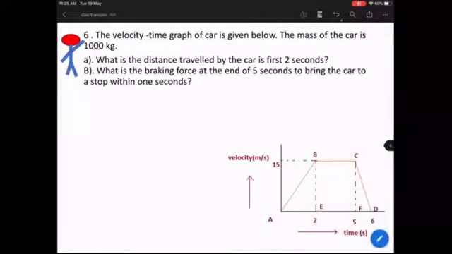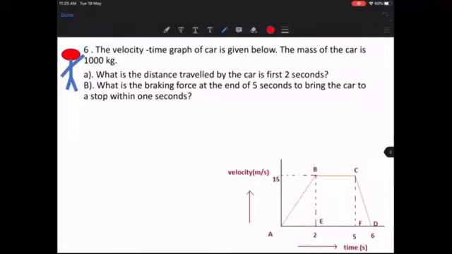So first read the graph carefully. The graph is a velocity time graph, and I already told you before that for any velocity time graph, if you calculate the area, you will get the distance, or the displacement. Fine. So look at this.